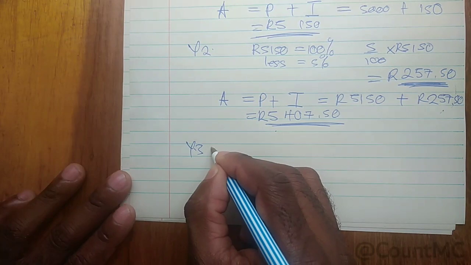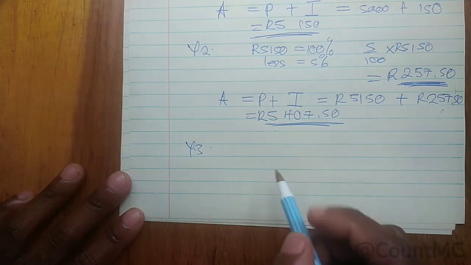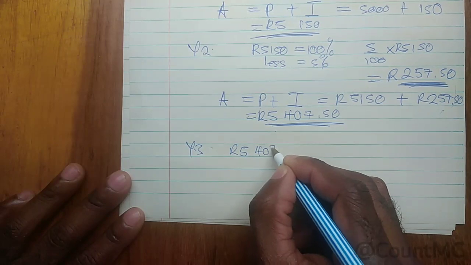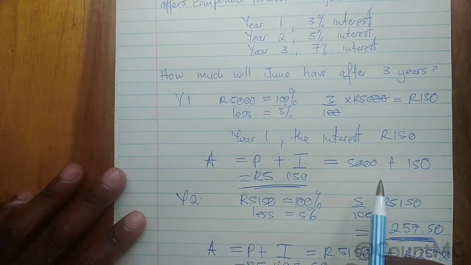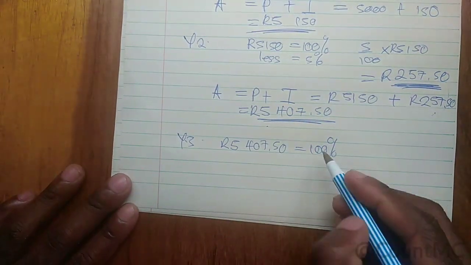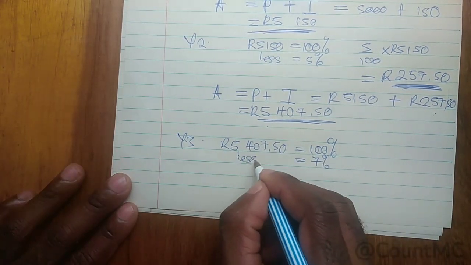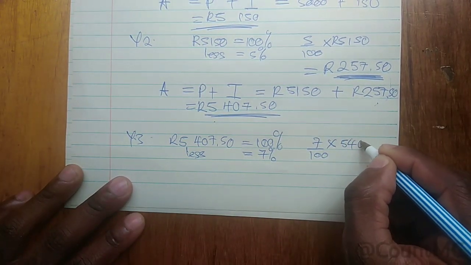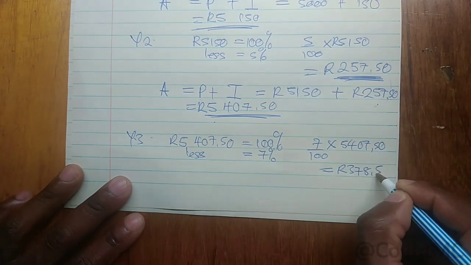So we go to year 3. Whatever was your total for year 2, when you are compounding, that will be your principal for the next year. So 5,407.50 is your 100%. Year 3, they are offering a 7%. So 7% of this is still going to be less. This will be 7 over 100 of 5,407.50. That is 378.53 rands.